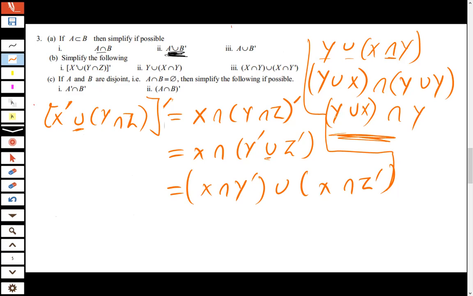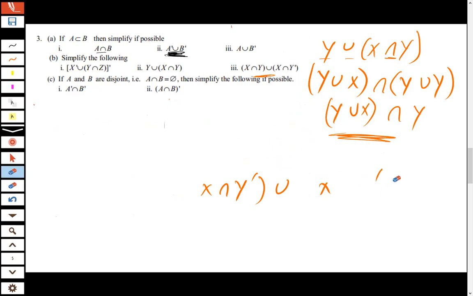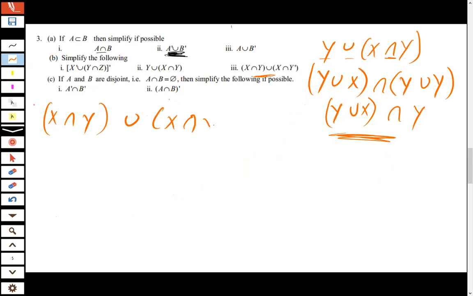Okay, so let's look at the other one, which is this one. Let me just erase this first. Okay, so the last one there is simply just X intersection Y in brackets. Then you have union X intersection Y complement.